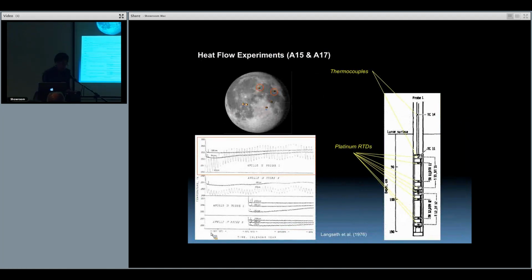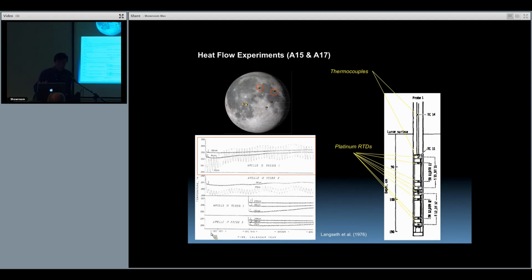Just to show you, this is what Langseth and others wrote as a final report in 1976. This is a schematic diagram of the heat flow probe they used. They drilled a hole and had sensors installed to make temperature measurements. They kept measuring temperatures for several years. This graph shows the temperature at certain depths, starting from Apollo 15 in 1971. It ends in 1974, because that's when their contract ended.